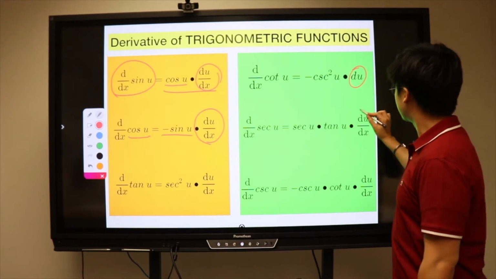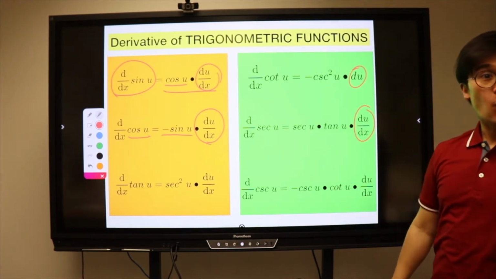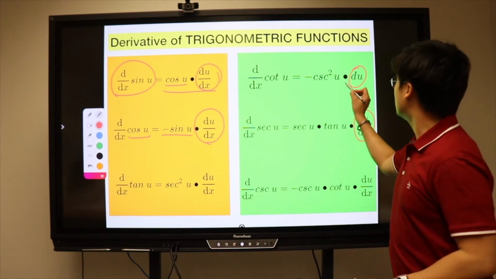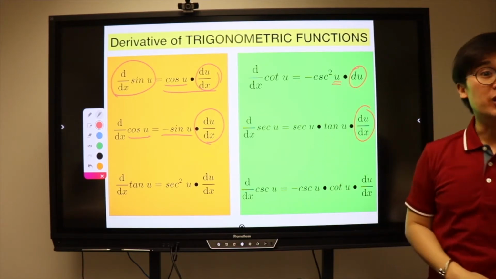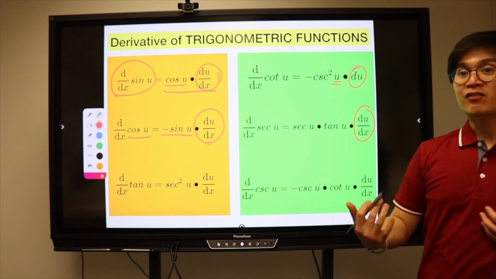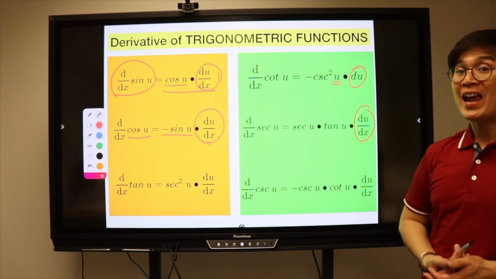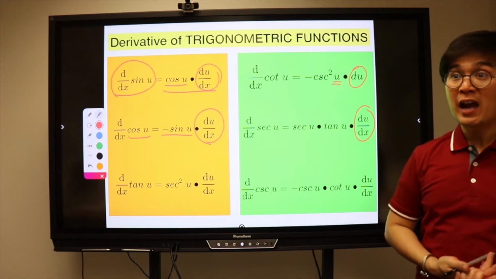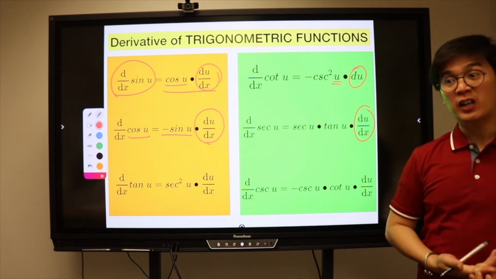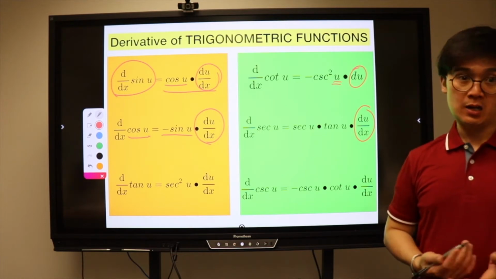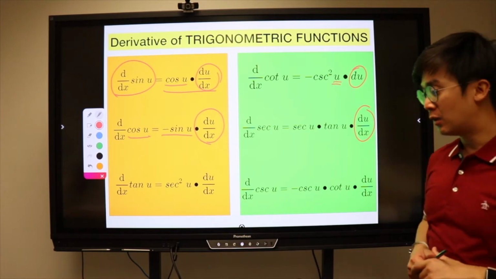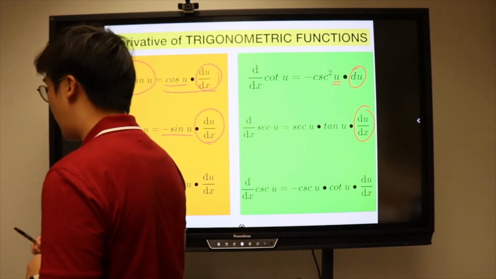Notice that I have two different forms, du and du dx. They are just the same. You're finding the derivative of that function u, and that function u can be of any form. It could be a 2x, it could be an e to the 2x, it could be an x, or it can be an x squared plus 7, depending on the u function. So always remember that you will see a u in your trig function.